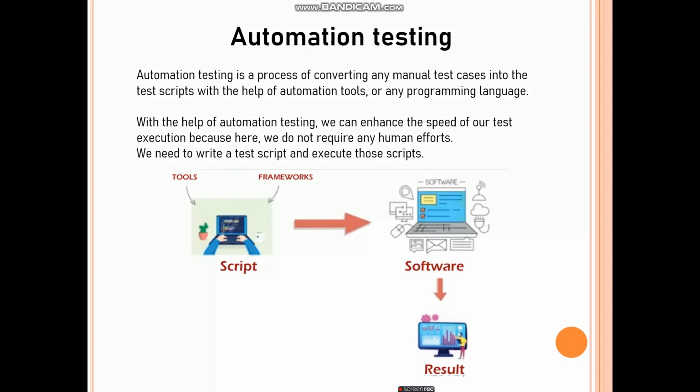This figure gives the idea of automation testing. So the scripts have been written by using some tools and frameworks. Here the automation tools have been used. This has been given to the software. The software runs the particular script on the particular test case, and then it will generate the result. It will give us the result directly that the particular test case has passed or failed.